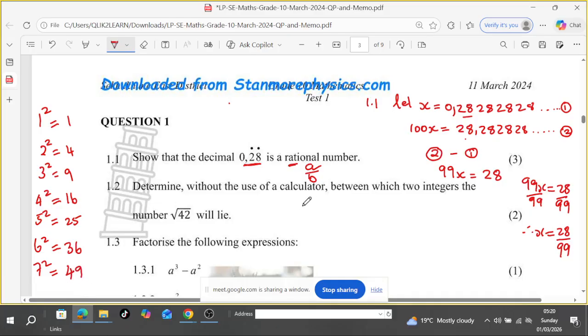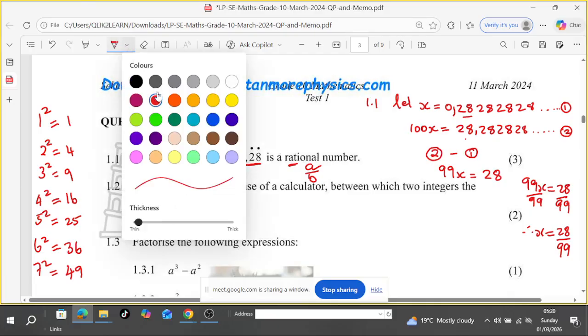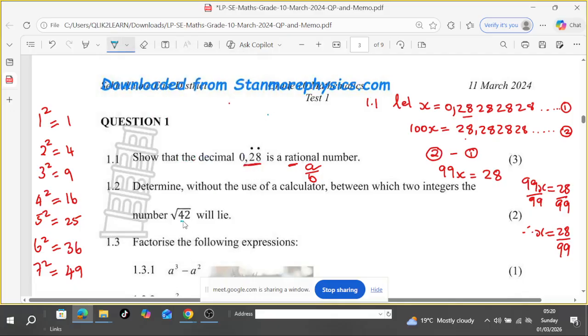Let me explain why. My aim with this problem is to choose two perfect squares that 42 is between. So look at this, we know that 42 is between these two numbers. You understand? Yes. So to answer this, you take the root of 42. It must be less than the root of 49, and it must be greater than the root of 36. Tell me if you understand what I did.